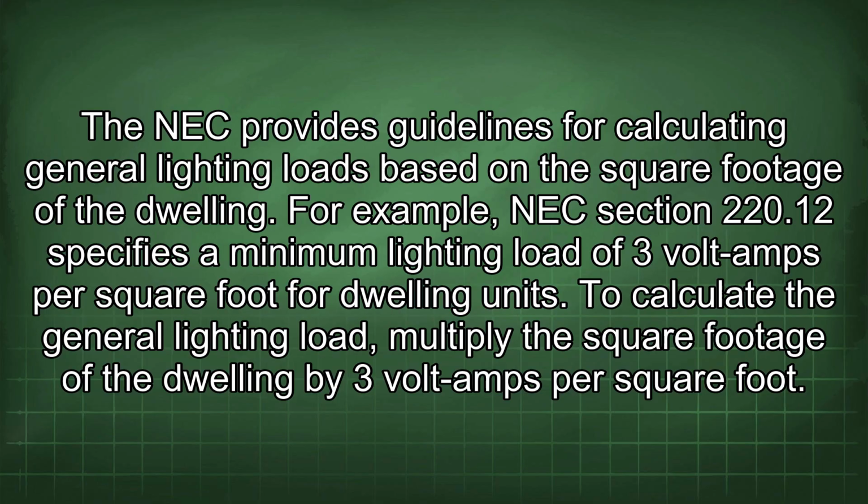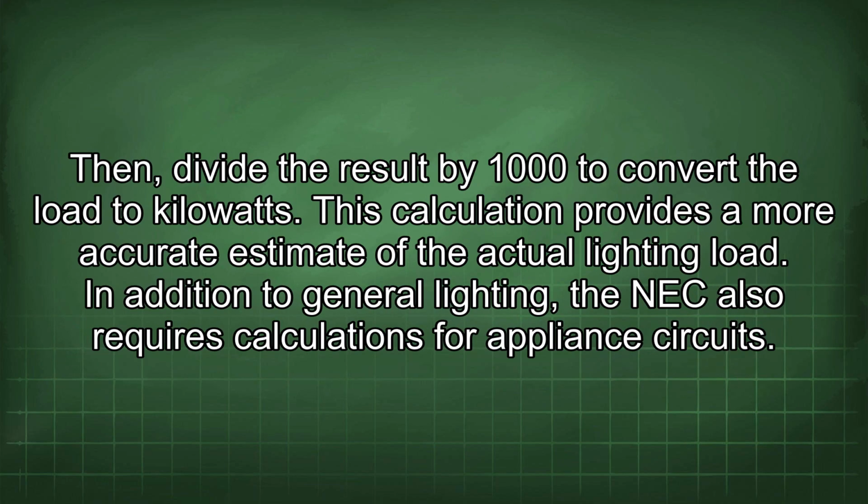The NEC provides guidelines for calculating general lighting loads based on the square footage of the dwelling. For example, NEC section 220.12 specifies a minimum lighting load of 3 volt-amps per square foot for dwelling units. To calculate the general lighting load, multiply the square footage of the dwelling by 3 volt-amps per square foot. Then, divide the result by 1000 to convert the load to kilowatts.